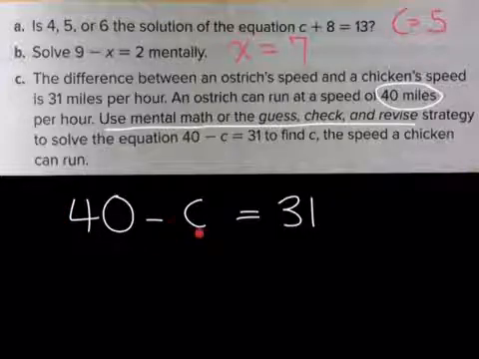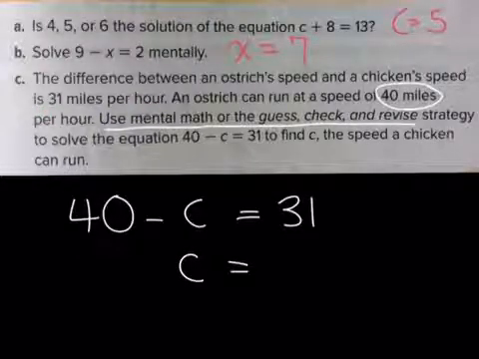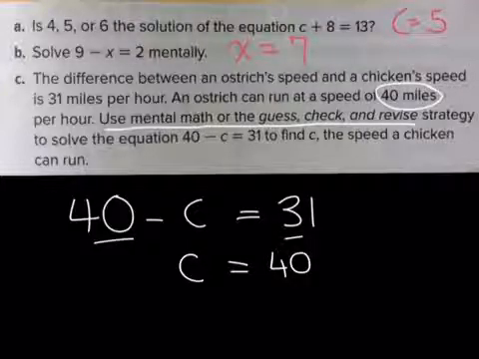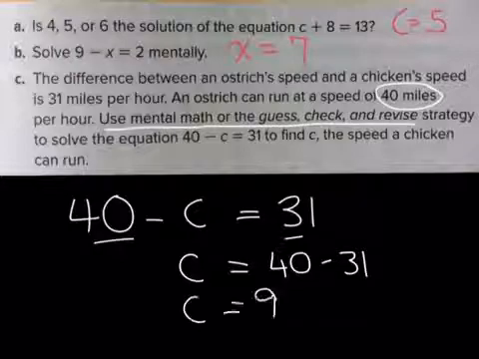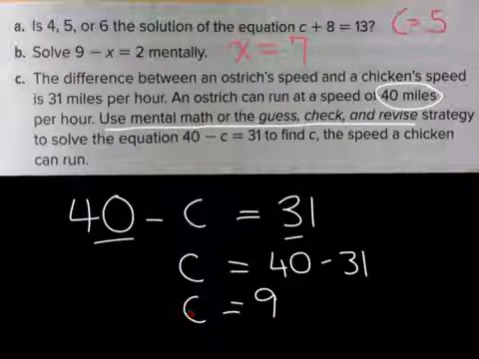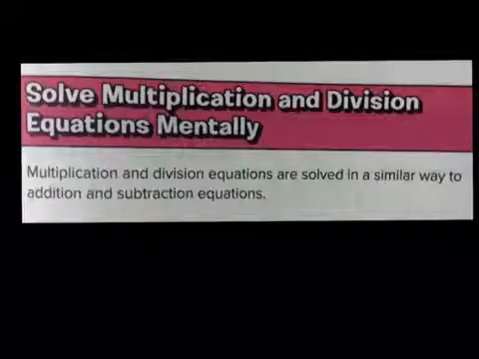We don't know how fast a chicken runs, but we know that there's a difference of 31. We know that the ostrich can run 31 miles an hour faster, right? It says it right there. Okay, faster than the chicken. So we go ahead, isolate the variable, okay, and look for the difference between these two, where it's 40 minus 31. And the chicken can only run 9 miles an hour. And we're going to continue solving mentally.